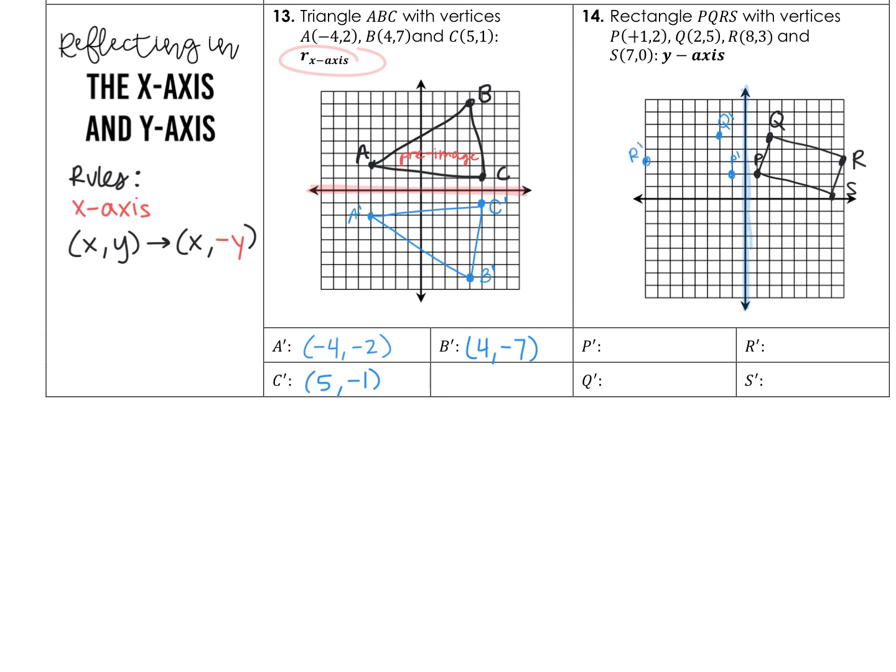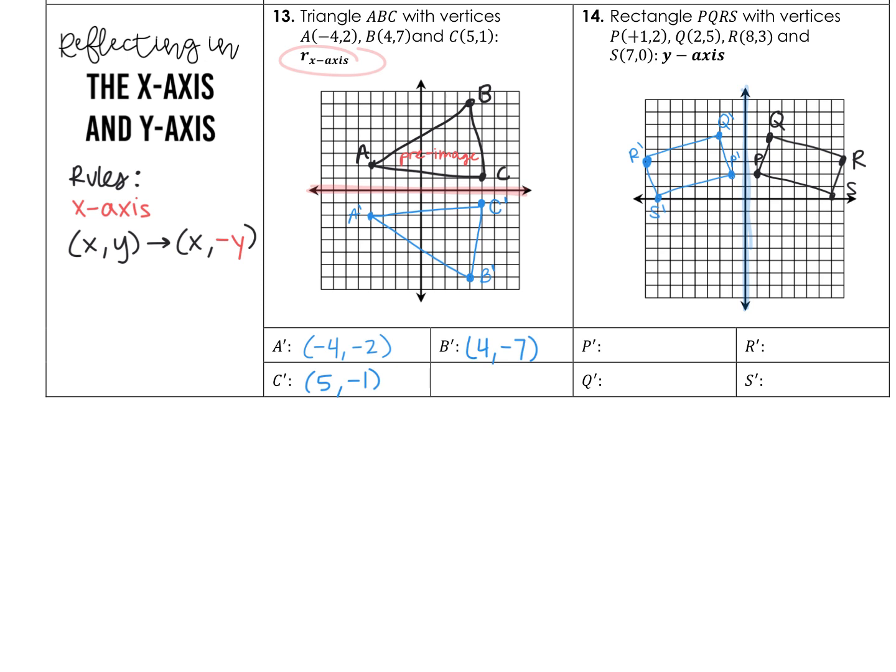Make sure you put apostrophes in all your new letters. This is 7 away, so it's going to go 7. That away. It should still look like a rectangle, but now it's been reflected over. And I'm going to quickly jot down the 4 new coordinates, okay?